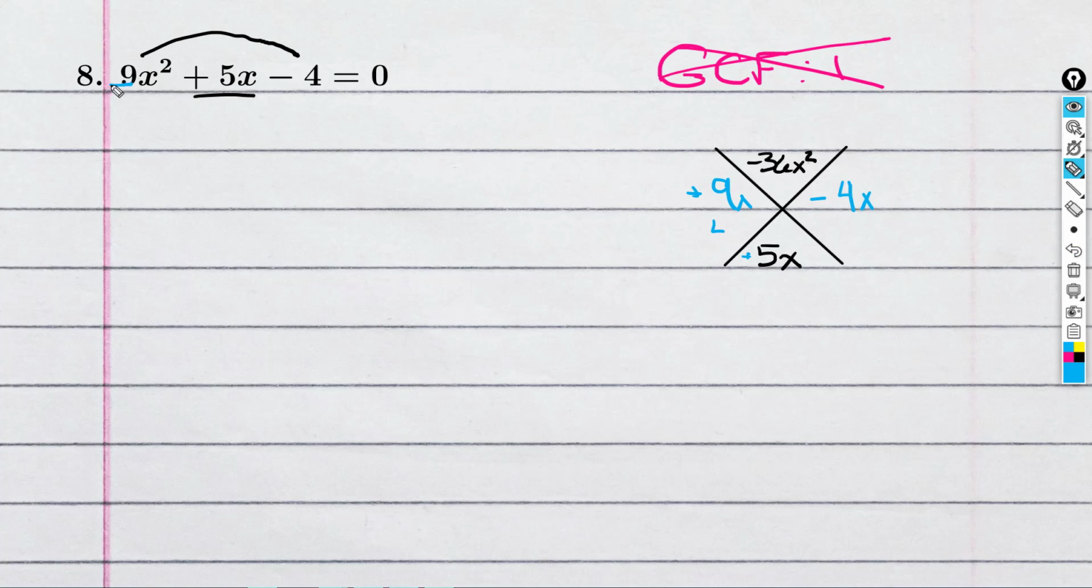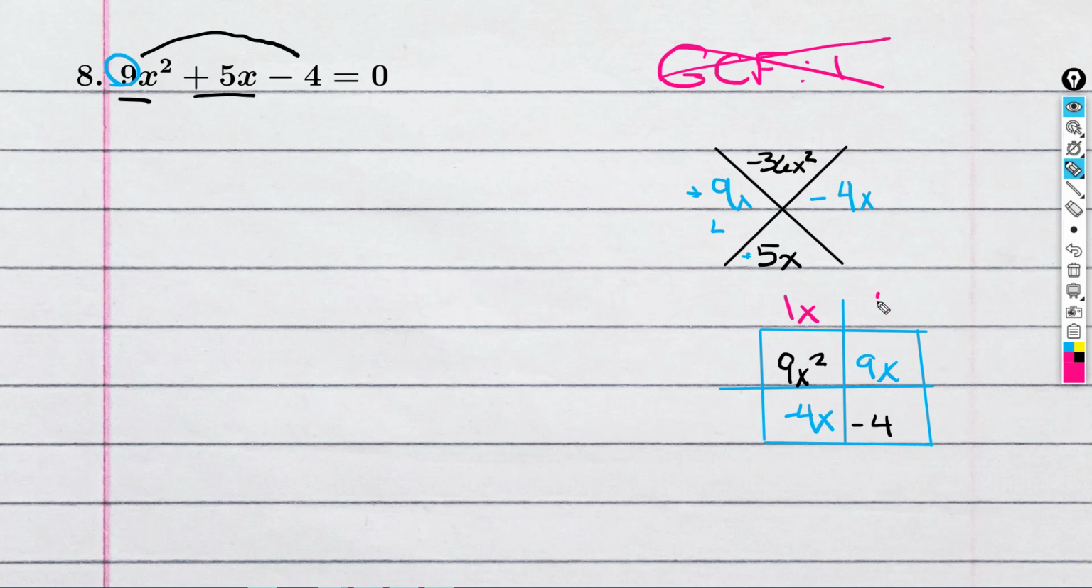Because my a is not 1, that means I need to use the box. Instead of filling in the box, the 9x and the negative 4x go in that diagonal. Then I go back to the original problem. 9x squared goes in the top left. Negative 4 goes in the bottom right. So now let's look at the first column. 9 and 4, well, only a 1 is a factor of both of those. But there is an x in both, so you write down x.